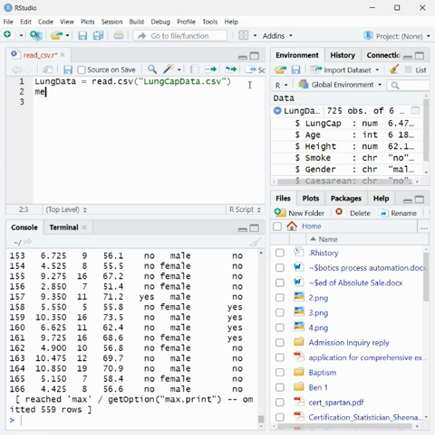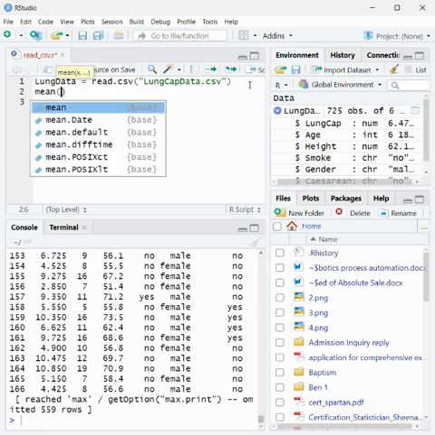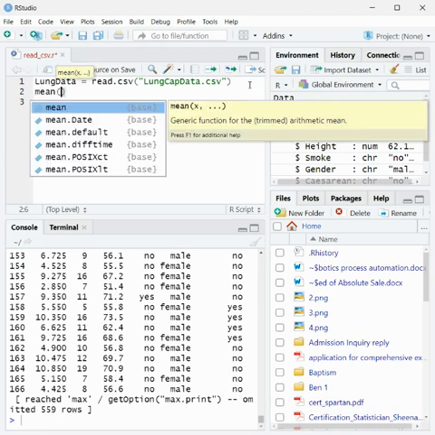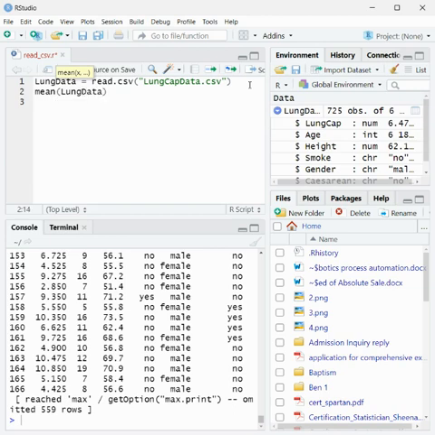Using the mean function. So mean, and then let's compute the mean of the long cup, the long cup column.